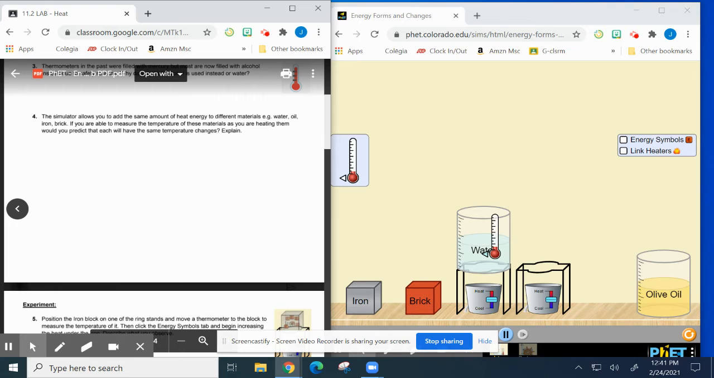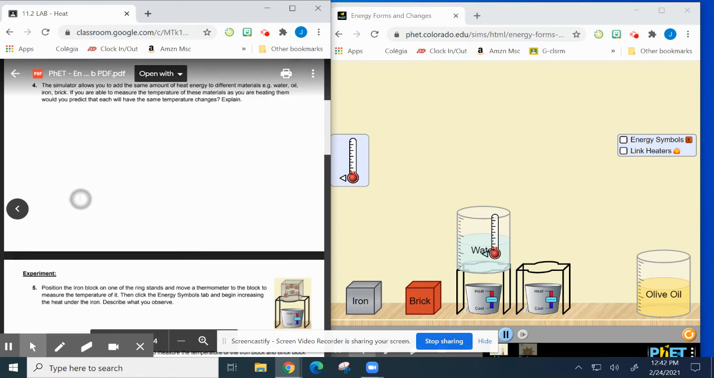All right, the simulator allows you to add the same amount of heat to different materials. If you were able to measure the temperature of these materials as you heat them, would you predict that each would have the same temperature change? No, you wouldn't, because each material has its own specific heat, which is the amount of energy it takes to change the temperature. That's what we just talked about with alcohol and water. It takes a lot less energy to change the temperature of alcohol, so the thermometer would work faster. It also wouldn't absorb as much energy, because you're going to change the temperature of the water a tiny bit by putting the thermometer in it.